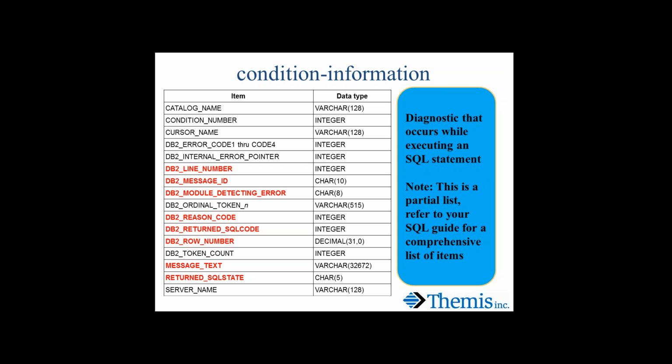I want to grab the text of the message. I want to know the row number that the error occurred on. I want to know the returned SQL code and the reason code. I want to find out the module that detected the error, message ID, and for SQLPL, the line number within the saved SQLPL code that the error occurred on. This is all very helpful information and is a good starting point when you're looking at the information.